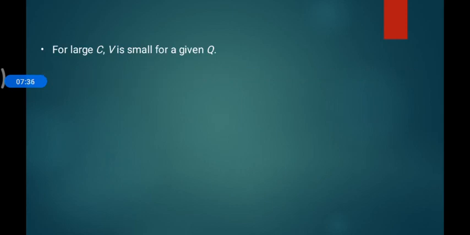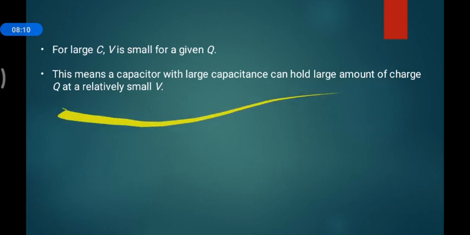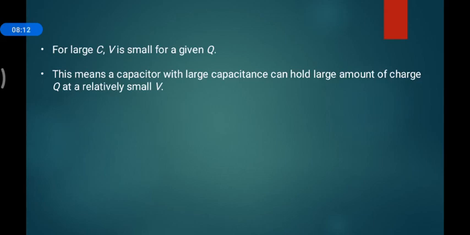Suppose we want a large capacitance. What is the formula? C is equal to Q by V. This is new for you, fit it in your brain. If you want C more, then you can make Q highest and make V as low as possible. The Q is fixed because the number of charges in the system is fixed, so only V can vary. This means a capacitor can hold a large amount of Q with a relatively small voltage.